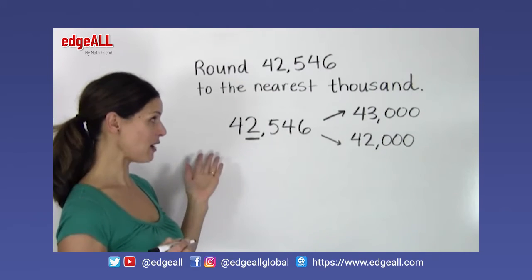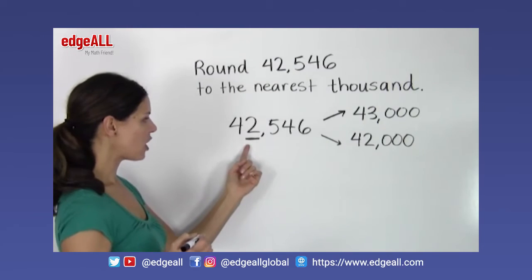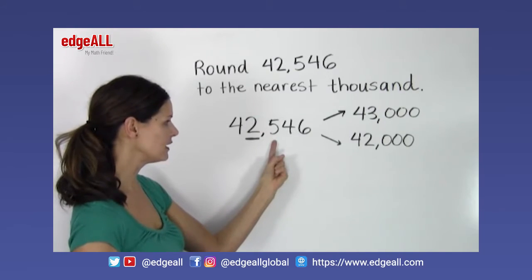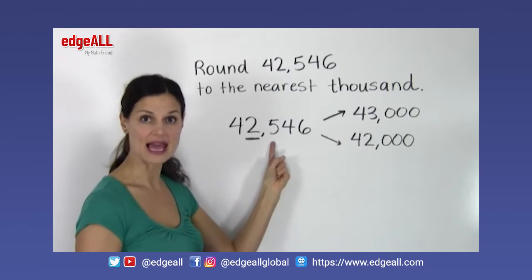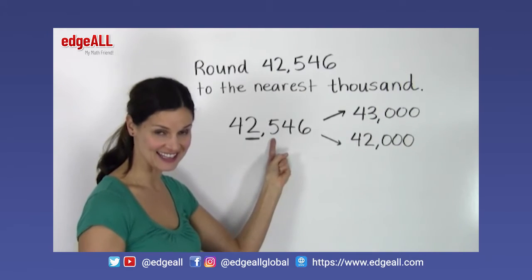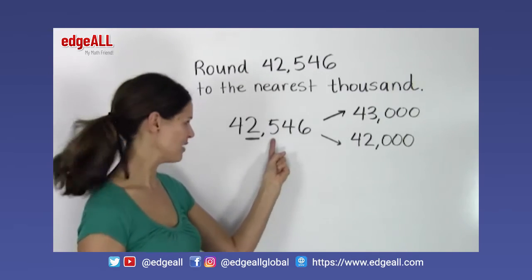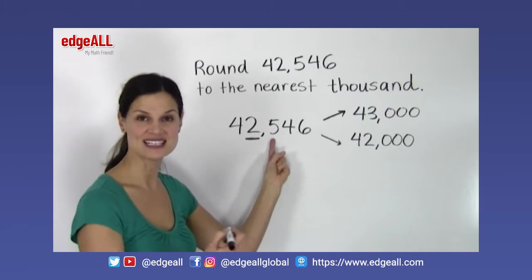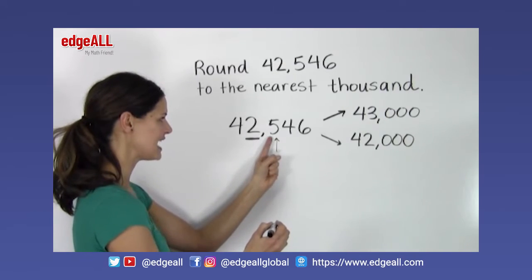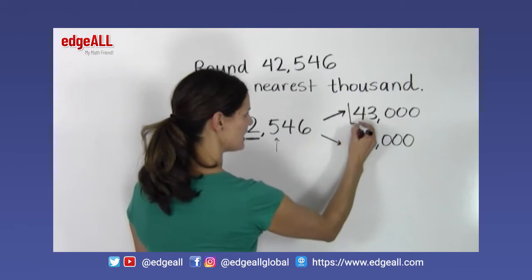So how do I know if I round up or if I round down? It's all going to be based on the digit in the next lower place value. In this case, the digit in my hundreds place. So if it's a 5, 6, 7, 8, or 9 in the next lower place value, I round up. If it's a 4, 3, 2, 1, or 0 here, I would round down. So in this case, I look at my 5 in my hundreds place, and I see that it's a 5 or greater, and so that tells me that I am going to round up in this case.